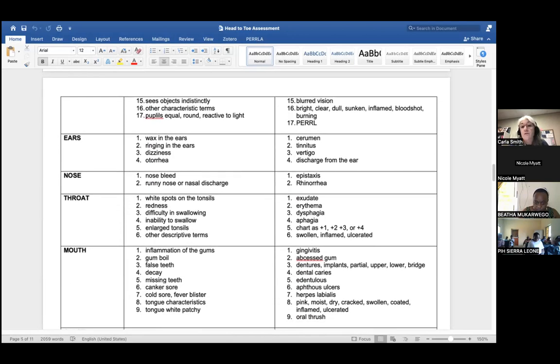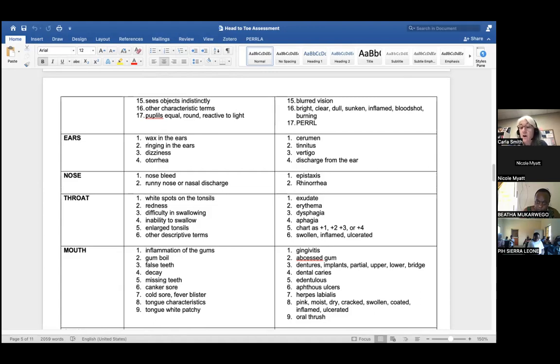When we look at the ears, we want to note, is there any cerumen? Is the patient complaining of tinnitus or vertigo? Is there any discharge noticed from the ears? When we look at the nose, we want to notice, is there any epistaxis, any bleeding, or any clear discharge such as rhinorrhea? When we're looking at a throat, is there exudate, erythema? Do they have dysphagia or difficulty swallowing?